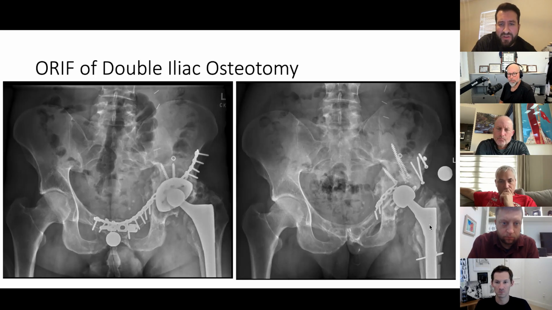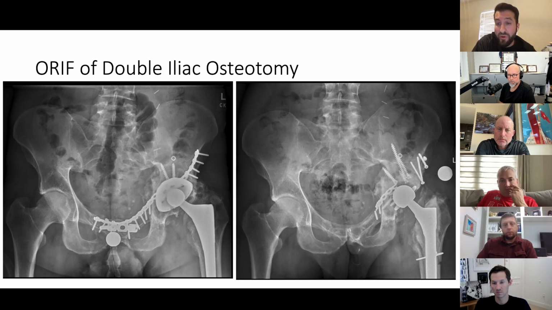If you show that next picture, you can see those screws where the ASIS and the AIIS are. You can get great bone to bone healing right there with the double osteotomy. This patient that I showed, different patient obviously, is 42 years old. I would tenotomize the rectus on most of these patients, and I think they would have some persistent hip flexor strength issues. So I've started doing this, and I've been pretty happy with the results so far.